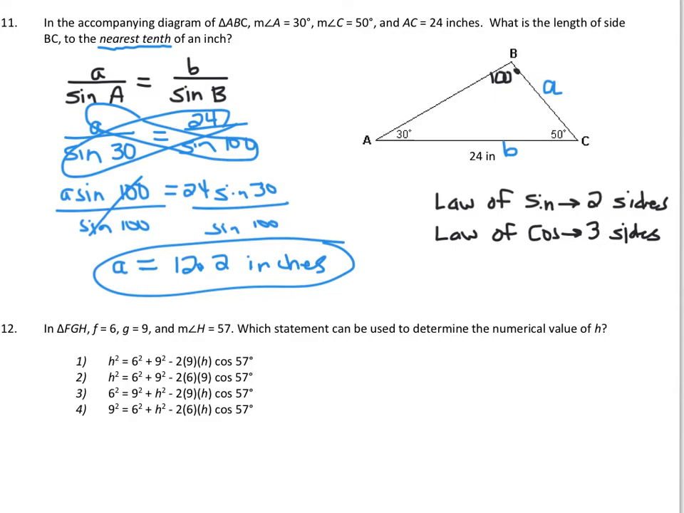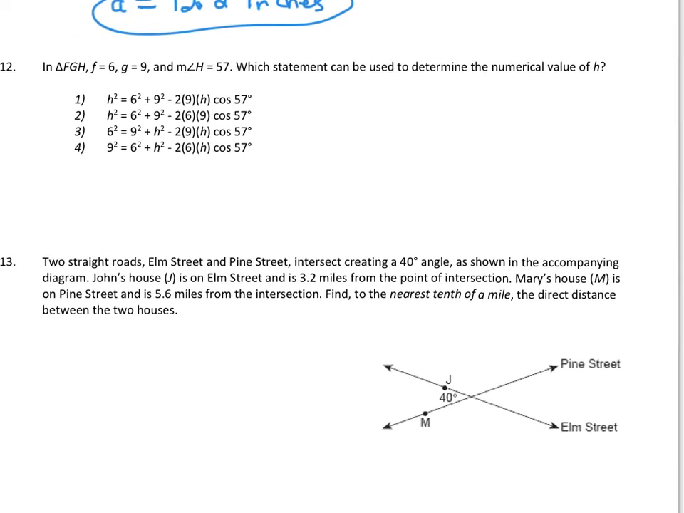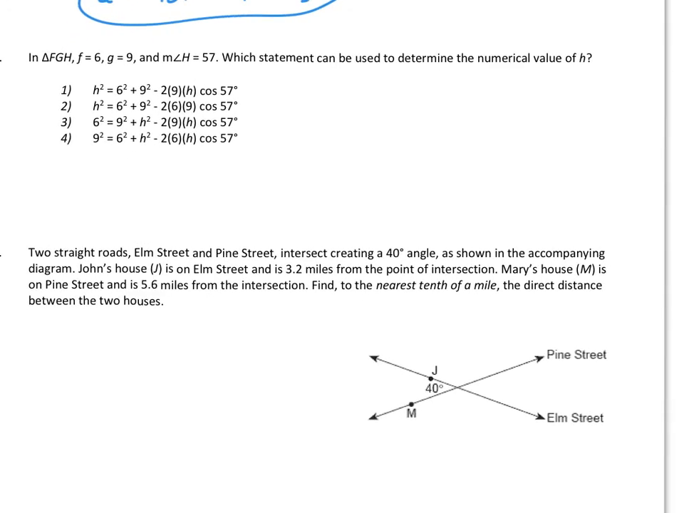Okay, number 12. Let me just slide this up. So in triangle FGH, you can draw this out if you want. That's up to you. I'll just do that. I'll draw it out. So in triangle FGH, so make this F. Doesn't matter what you make. It does not have to be drawn to scale. GH. It says that side F is 6. Okay, so side F is 6.